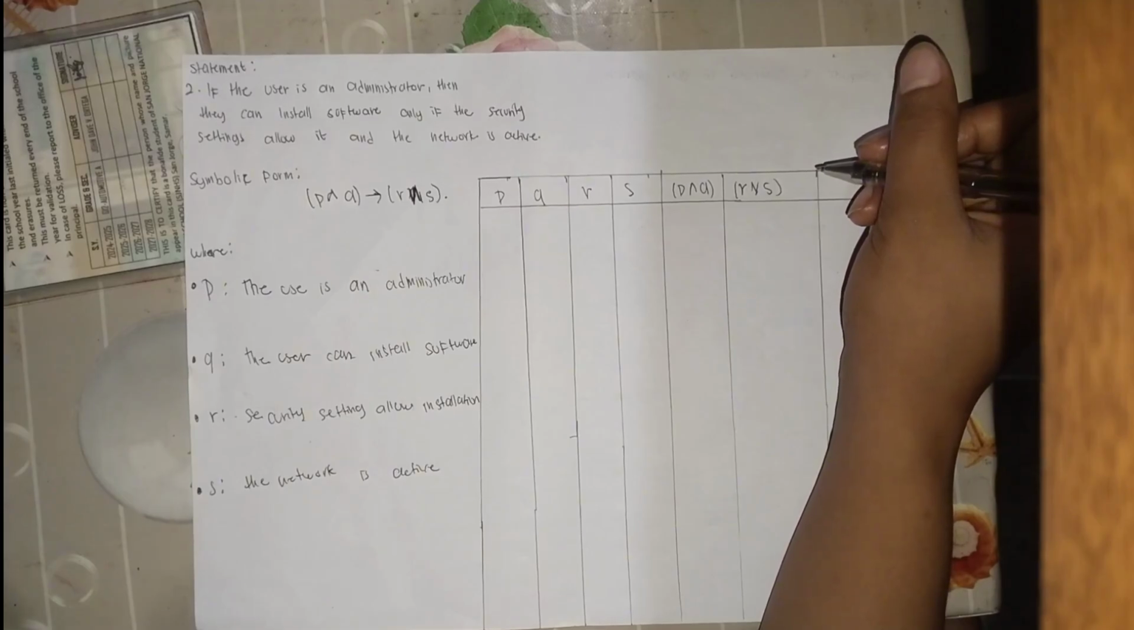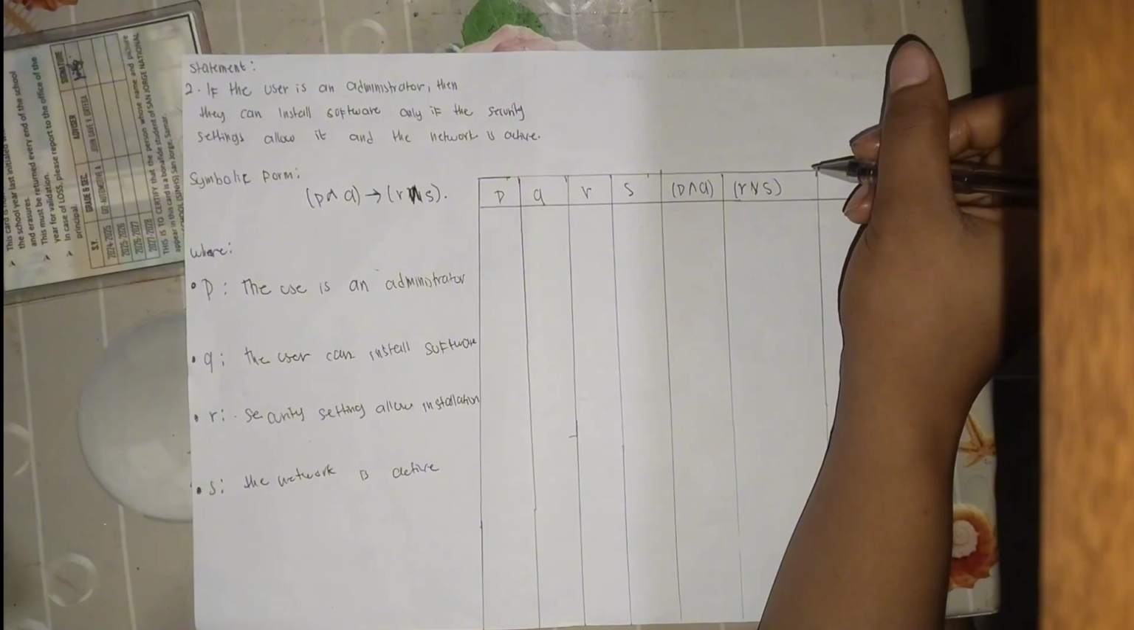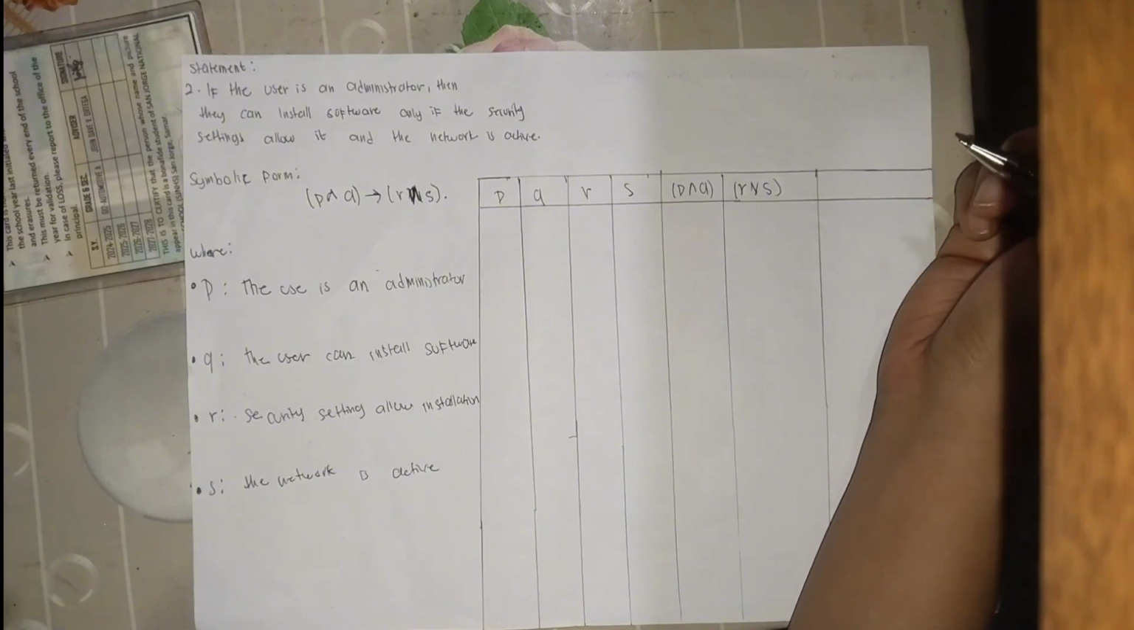So an OR is true if either part is true. So if a security setting allows install or the network is active, this column is true. So finally, we will evaluate the entire expression, which is P and Q implies R or S. So this is our symbolic form.